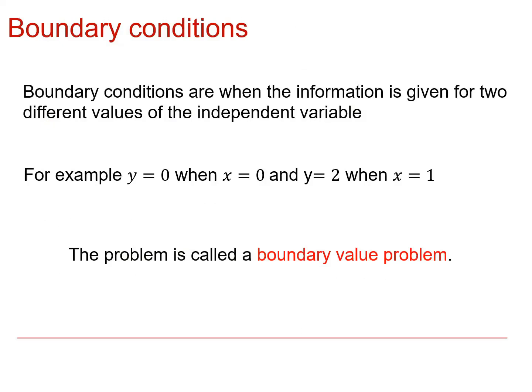Boundary conditions are when the information is given for two different values of the independent variable. For example, we may have y equals 0 when x equals 0 and y equals 2 when x equals 1. So we've got two different values of y for two different values of x. This problem is called a boundary value problem.